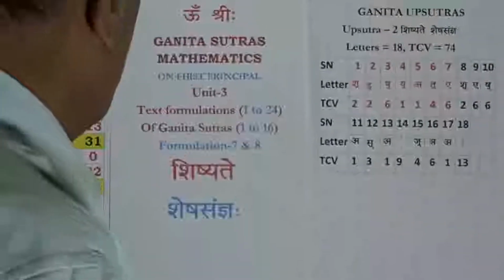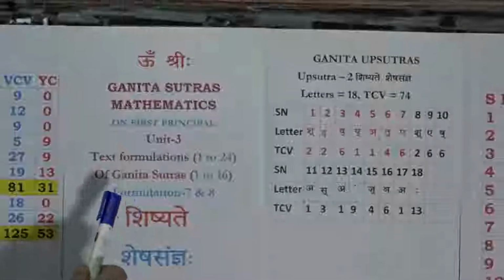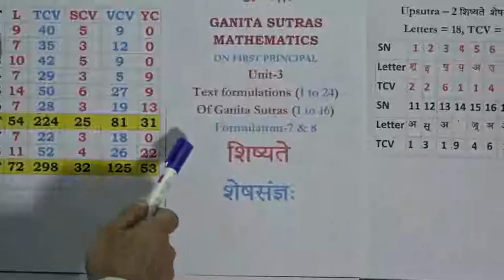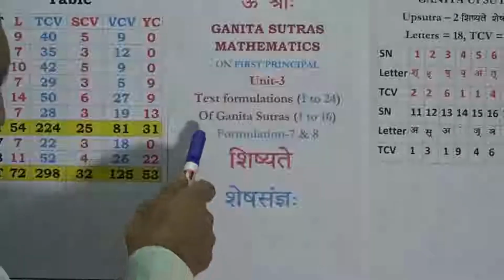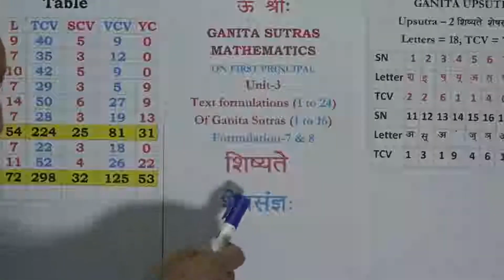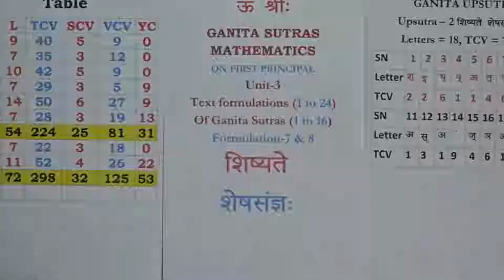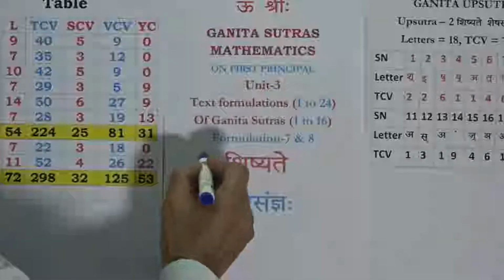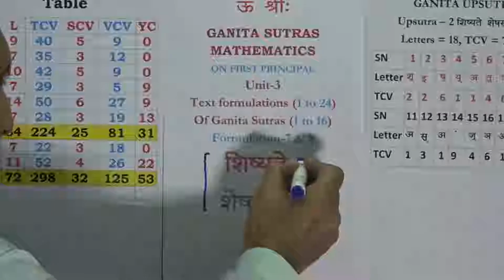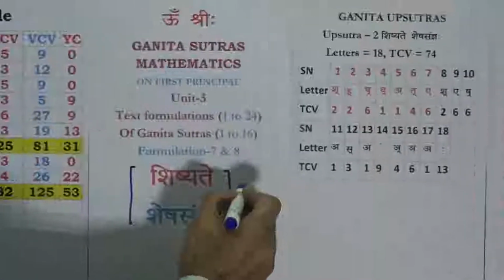Welcome to Ganita Sutra's Mathematics on First Principles. We are in Unit 3. Focus is upon text formulations. Today, our initiation is to be with respect to the pair of formulations Shishyate, Shesha Sangya. This pair of formulations together constitute the text of Ganita Upsutra 2.